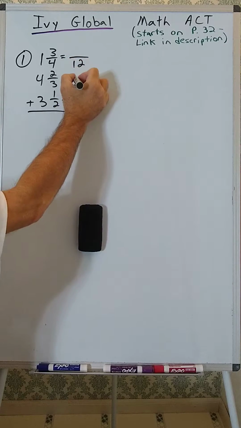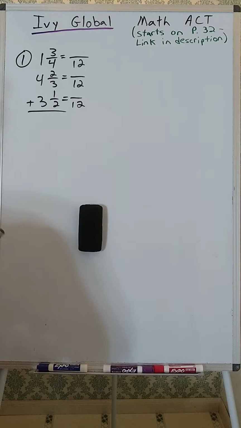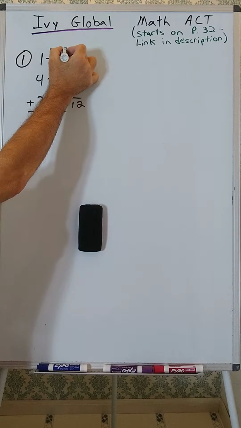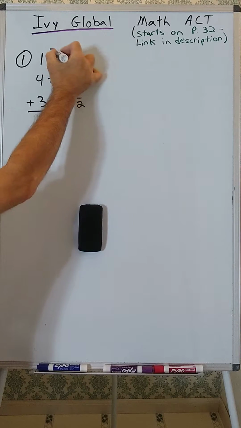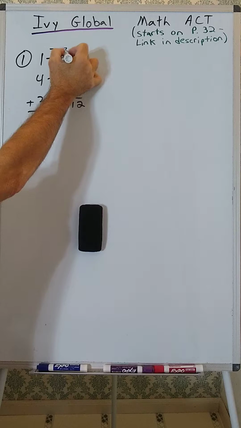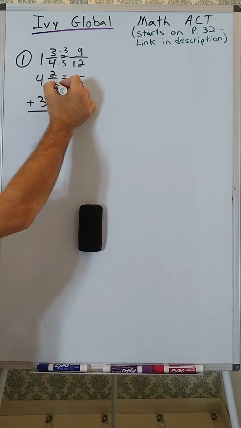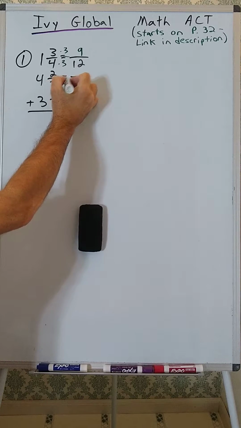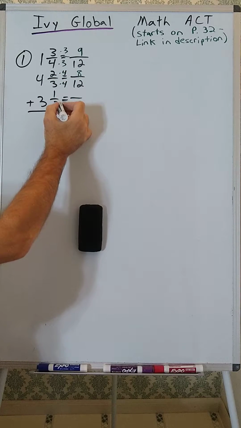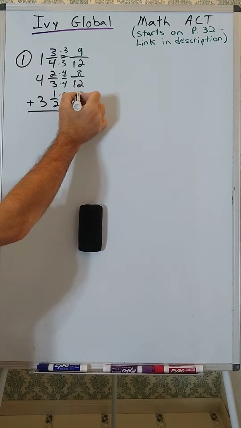So let's see. I want to see how many 12ths each of these is. So what times 4 equals 12? 4 times 3 equals 12. So I multiply the numerator by 3 also, and I get 3/4 is equivalent to 9/12. What I'm really doing is multiplying by 1. 3 divided by 3 is 1, and any number times 1 is the same value. So here, what times 3 is 12? 3 times 4 is 12, so 2 times 4, and 2 times 4 is 8. And what times 2 is 12? 6. So I multiply the numerator by 6 also.